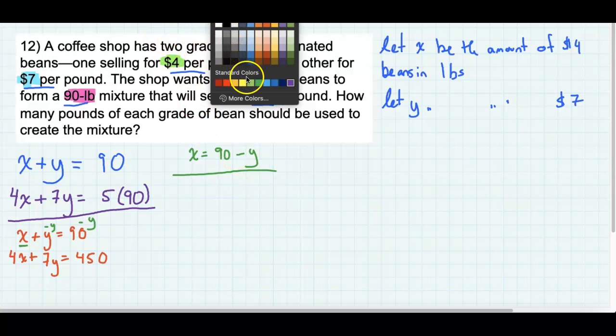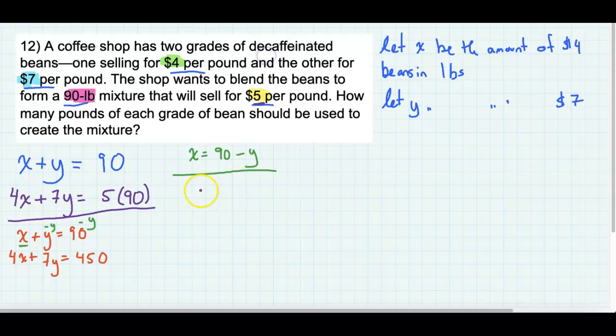Pick a new color. So I'm going to substitute into the other equation: 4 times, instead of x, 90 minus y, plus 7y is equal to 450. I'm feeling like I might need to use my calculator soon. So distributive property here, 4 times 90 is 360, minus 4y plus 7y equals 450.